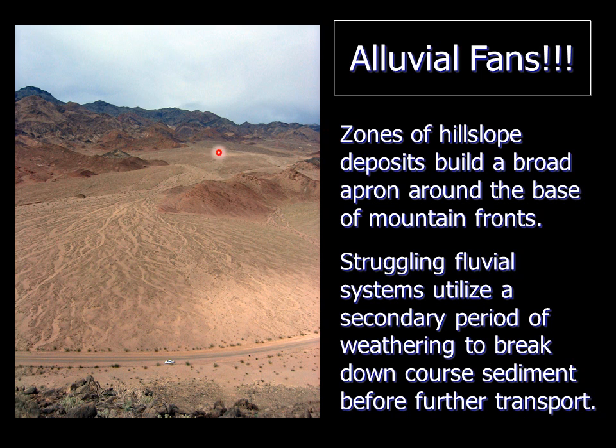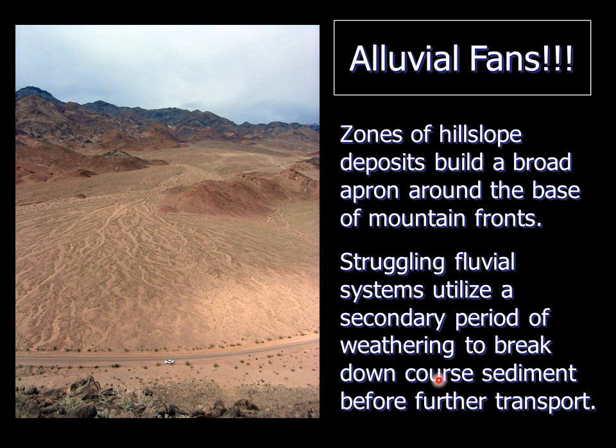All the weathered rock that's coming off these mountains, it's just getting dumped out. And the fluvial systems are just like, dude, I can't handle all this stuff. And so basically the mountains just get plugged up in all this sediment. Zones of hill slope deposits build a broad apron around the base of mountain fronts. Struggling fluvial systems utilize a secondary period of weathering to break down coarse sediment.